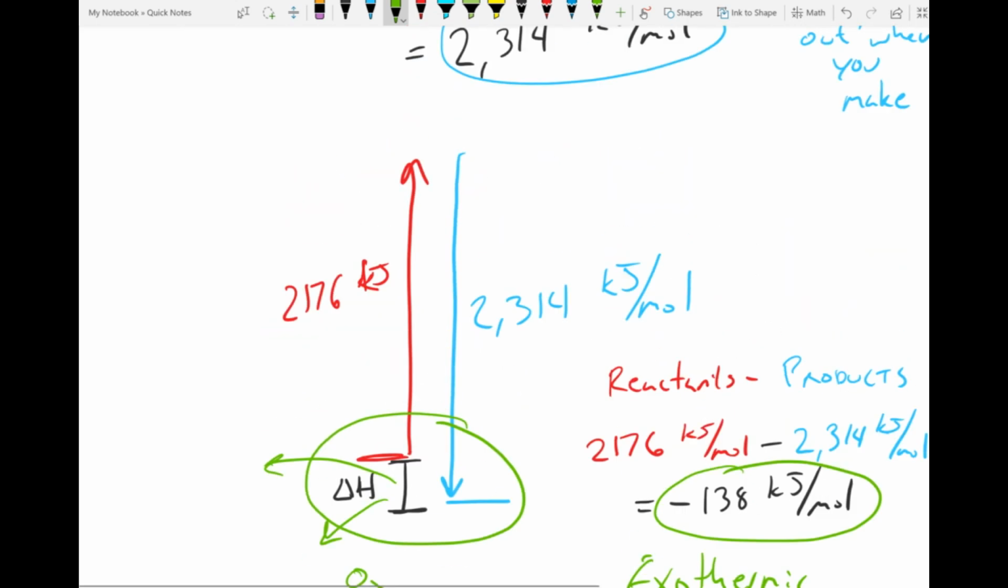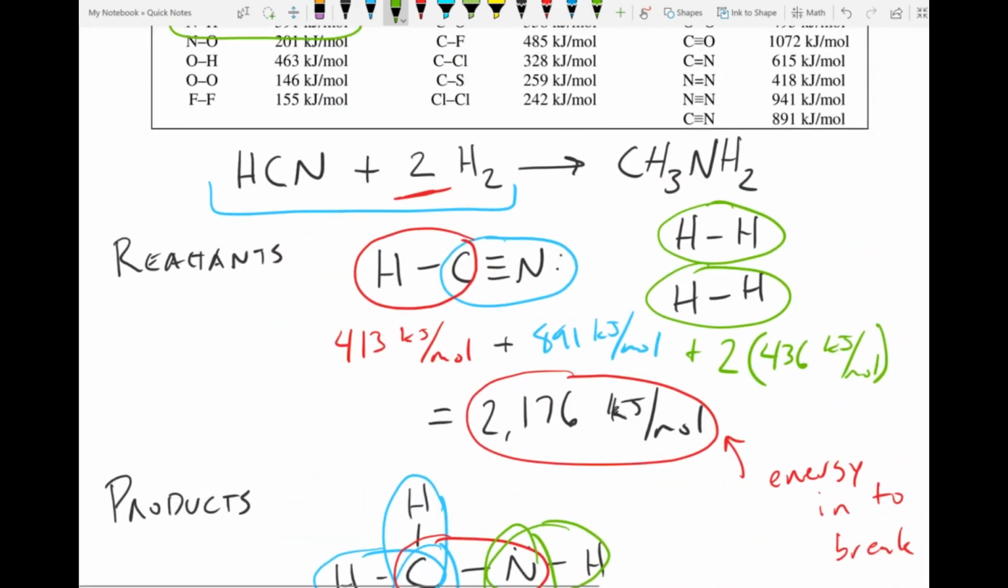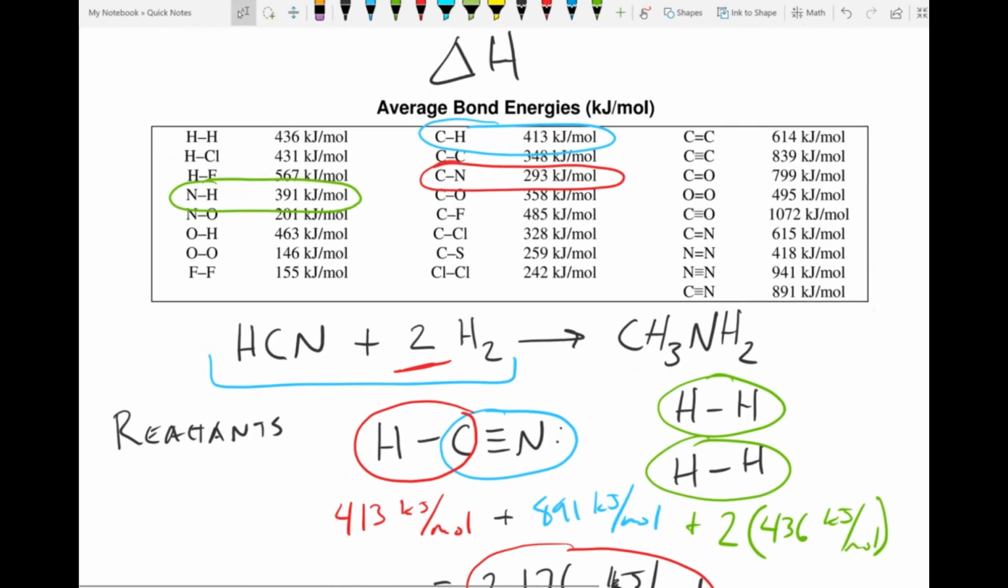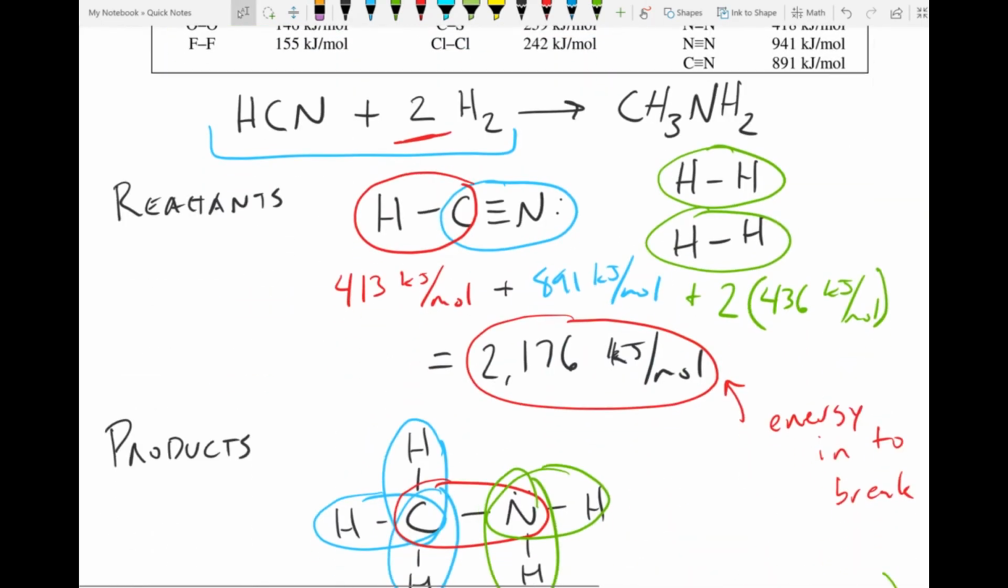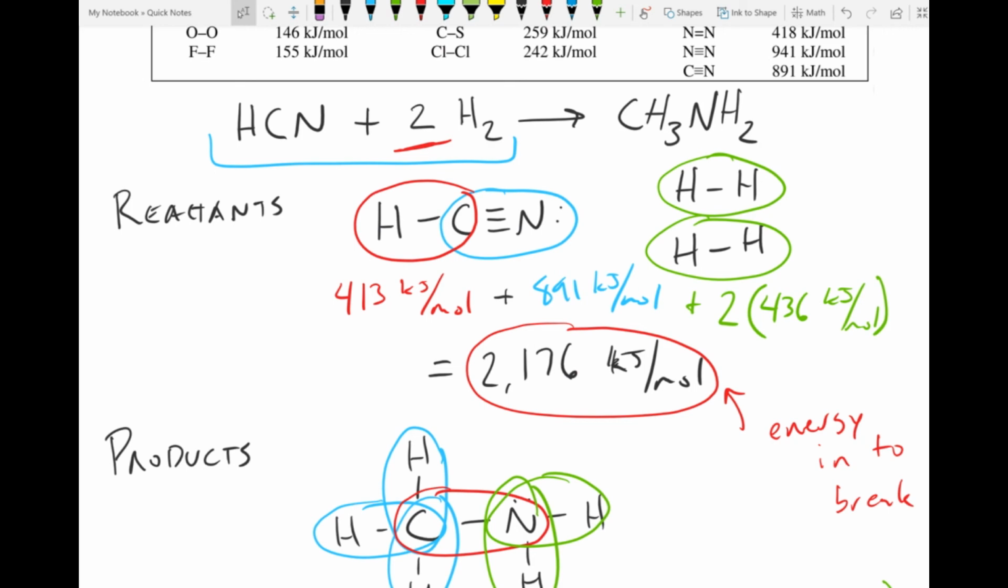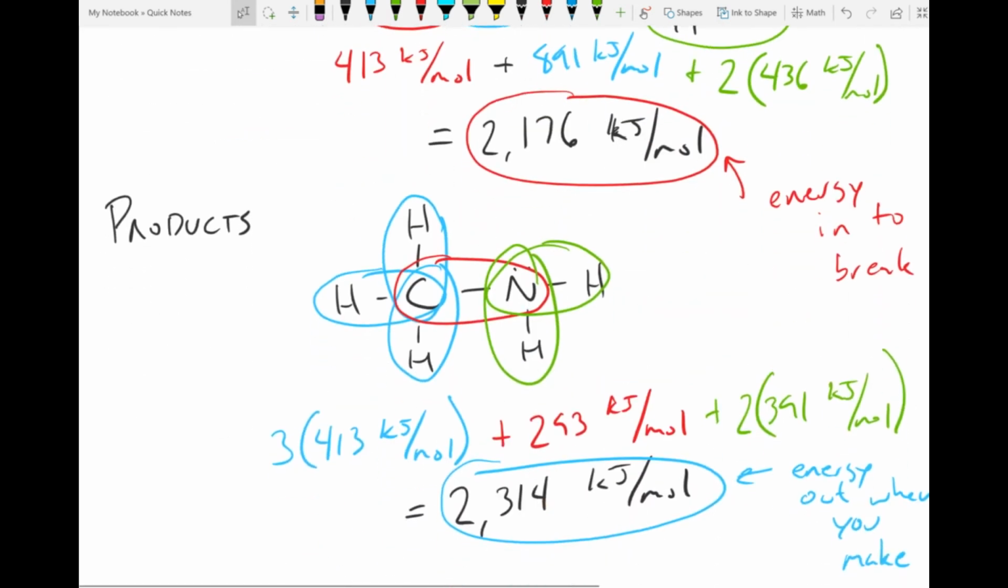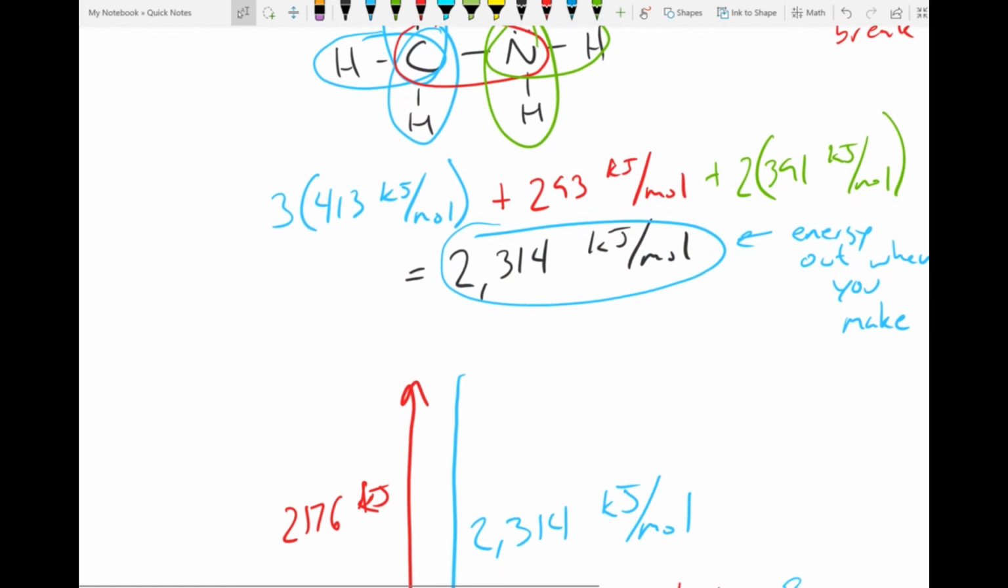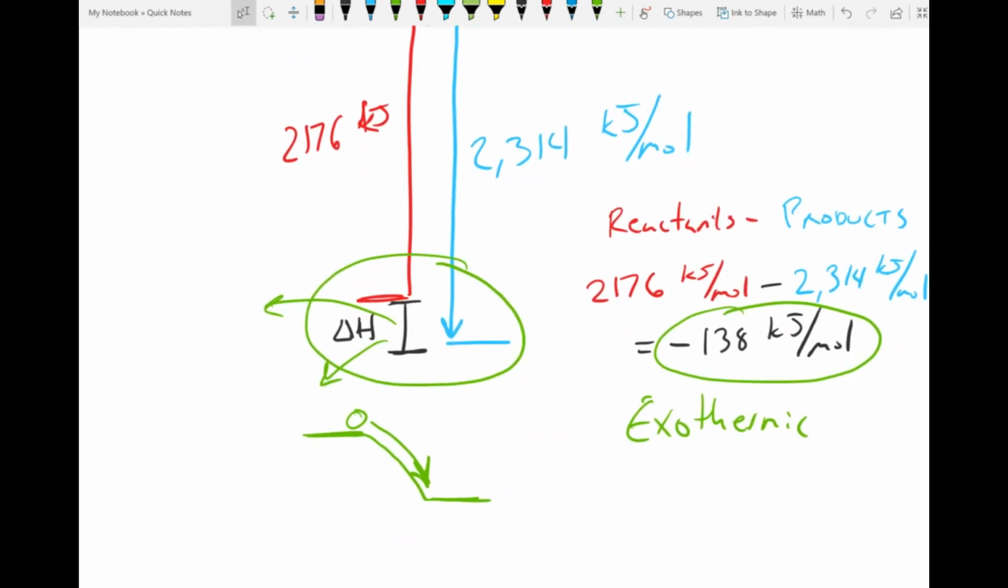So at the end of the day, to recap, to make sure that you really understand what's going on, you're going to use a table and you're going to use the structures to figure out exactly how much bond energy there is. And then at the end of the day, you're going to take the energy of your reactants, subtract the energy of the products, and that will give you your answer. If it's negative, you can go ahead and call it exothermic. If it's positive, you can go ahead and call it endothermic.